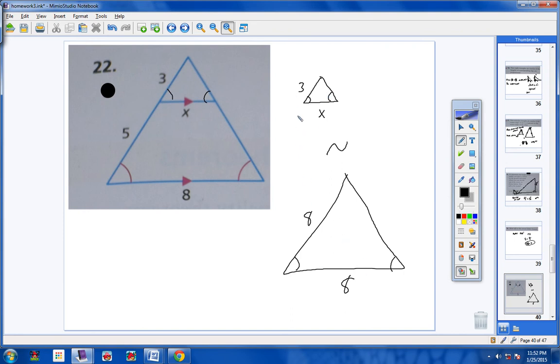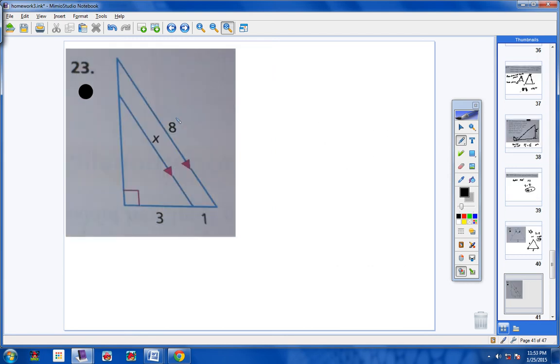So, 3 over 8 equals x over 8. Obviously, x is going to be 3. 3 times 8 is 24. 8 times x is 8x. Divide by 8, and 3 equals x. Alright? Okay, number 23. Same thing, guys.